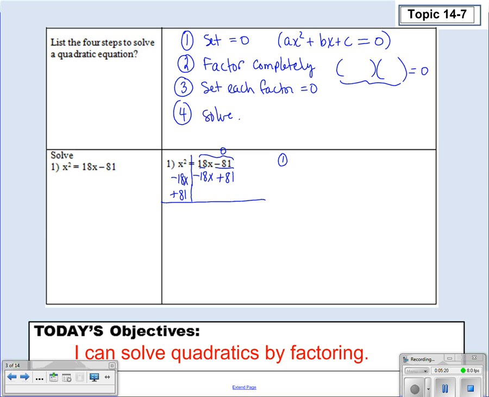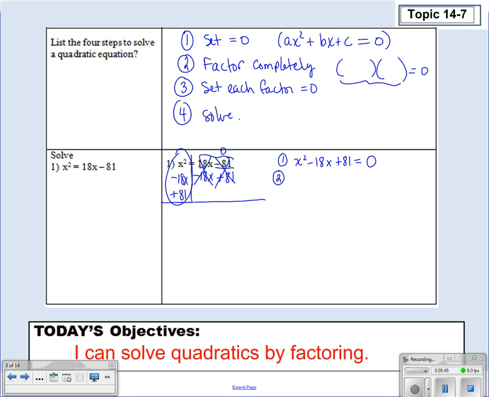Our new equation then is x squared minus 18x plus 81. That's my left-hand side, what I have here. Right-hand side, 18x minus 18x, that's 0. Negative 81 plus a positive 81, that is 0. So sure enough, we got 0 on the right-hand side. We've taken care of our first step. Second step says to factor completely.